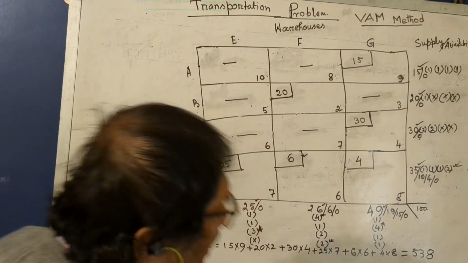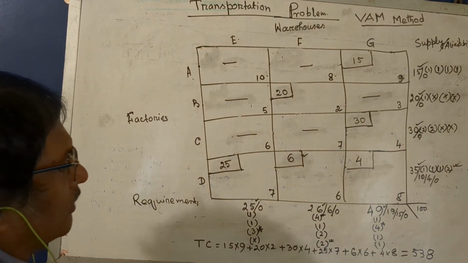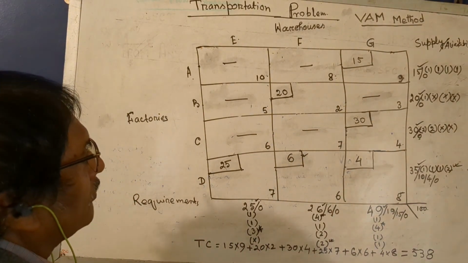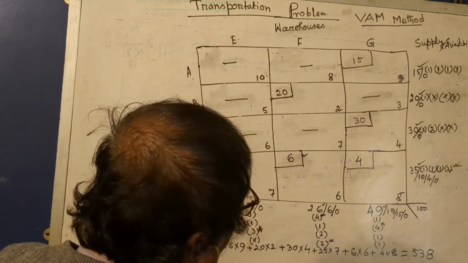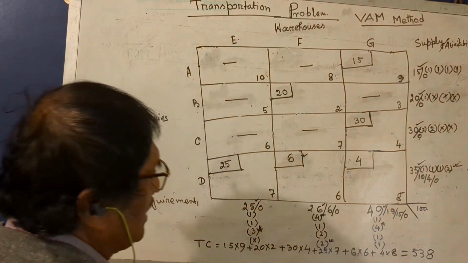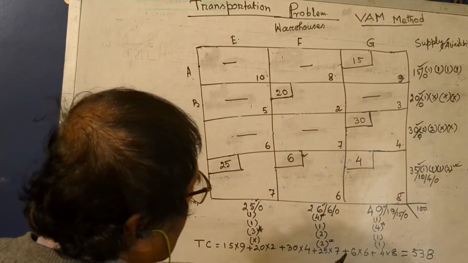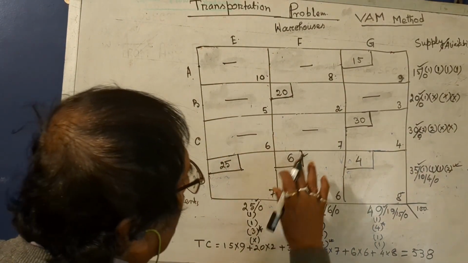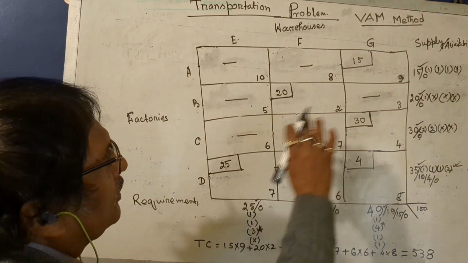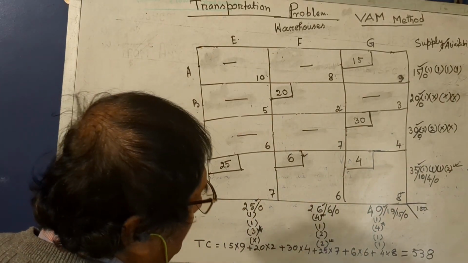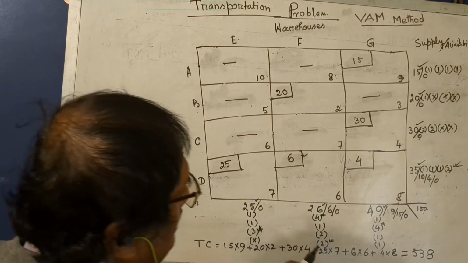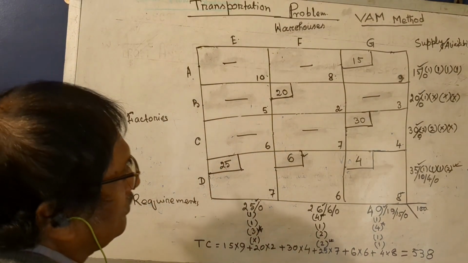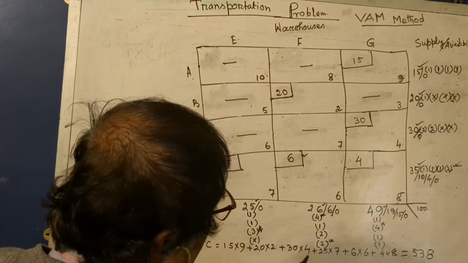but this may not be the minimum cost. What will be the minimum cost? What will be the best allocation? For which you have to apply the second step, that is the MODI method, that I will discuss in my next video. By the MODI method, you have to improve this allocation step by step, so that the total transportation cost will be minimum, and that will be your solution for this transportation problem.